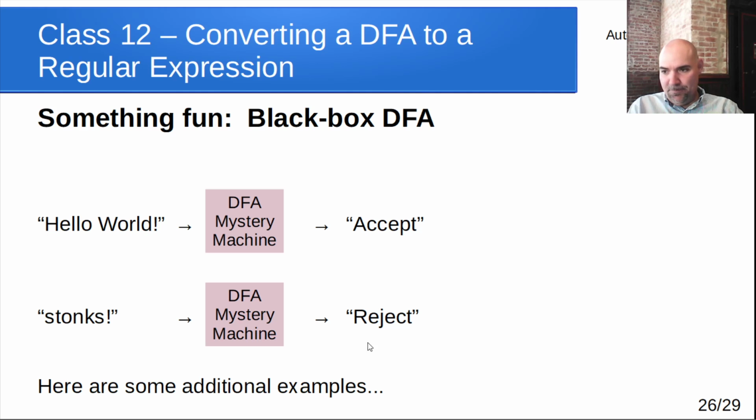Or maybe you'd say, if it has the same letter at the beginning that matches the letter at the end, it rejects. But if it's a different letter, H and D, it accepts. So those would be two plausible explanations for what's going on inside of this. So I'm going to give you some additional examples here, though, for you to look at.